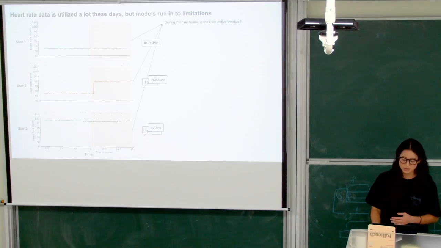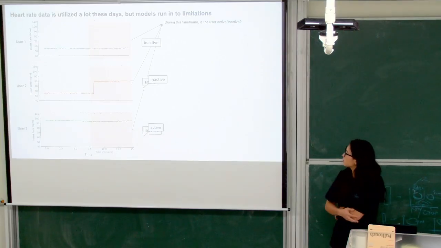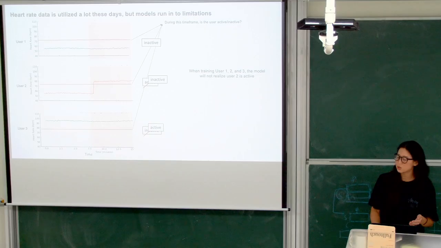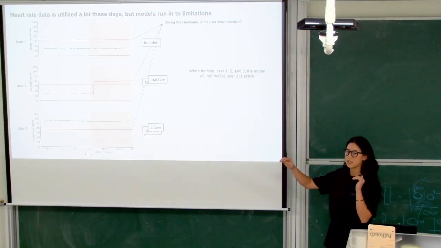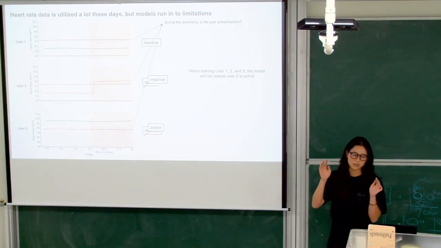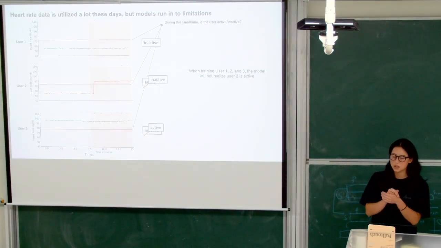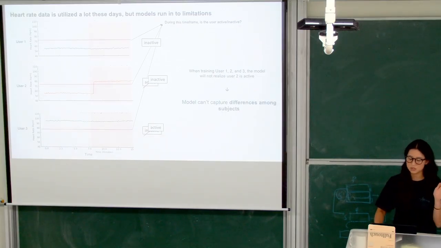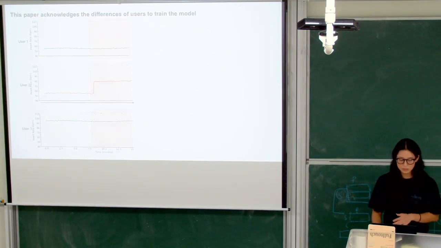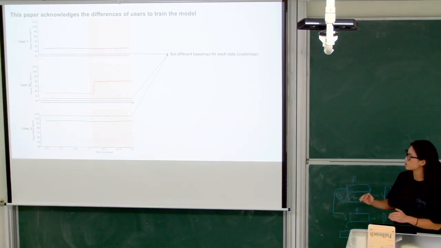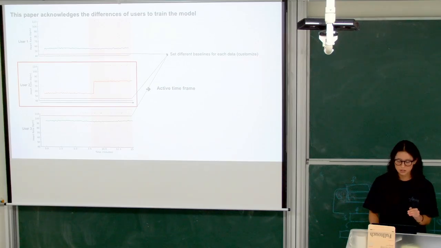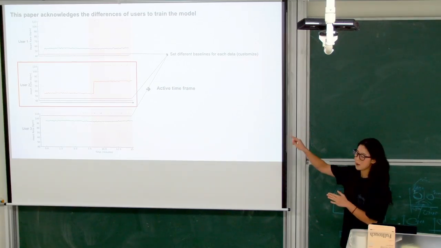And then the third one is inactive. However, some models might think differently, and this is because the models will have a general baseline for all users instead of having customized or subject-level baselines. So it can't capture differences among subjects. What this paper does is set different baselines for each user, and then it'll pick the right active time frame for that person.